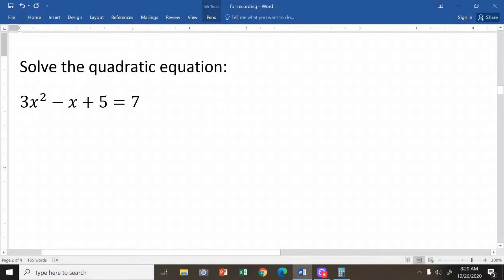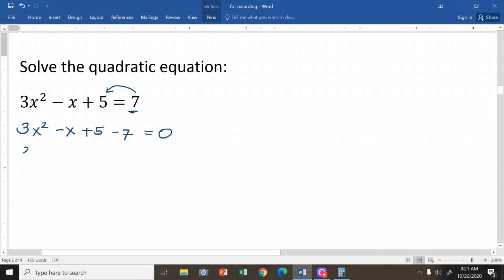Now, tingnan naman natin itong next example natin. So, meron tayong 3x squared minus x plus 5 equals 7. Itong quadratic equation na to, hindi siya naka-standard form kasi yung ating right side is not equal to 0. So, gagawin natin, ita-transpose natin itong 7 sa left side para maging 0 itong right side. So, magiging ganito siya: 3x squared minus x plus 5, itong 7 magiging negative 7, equals 0.